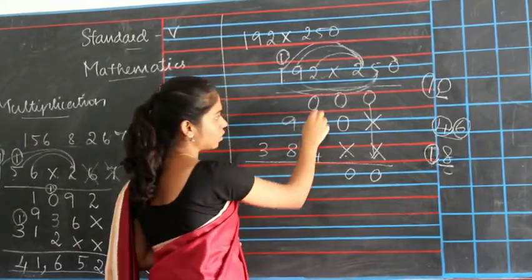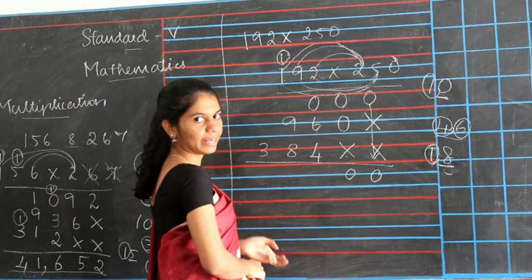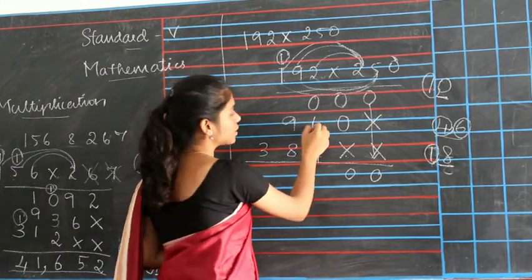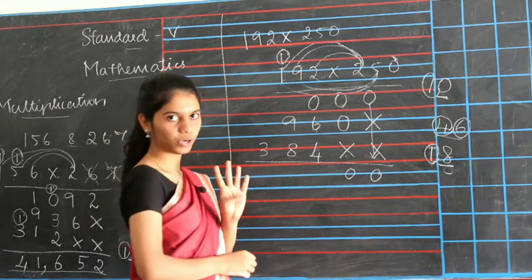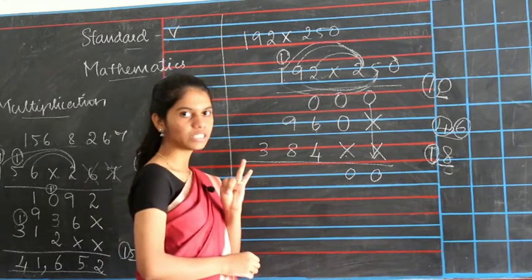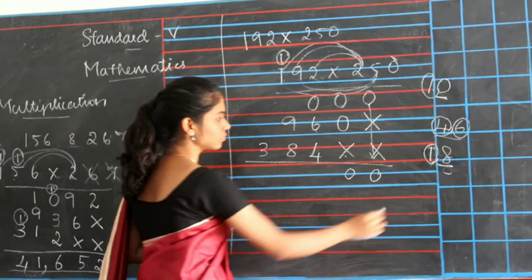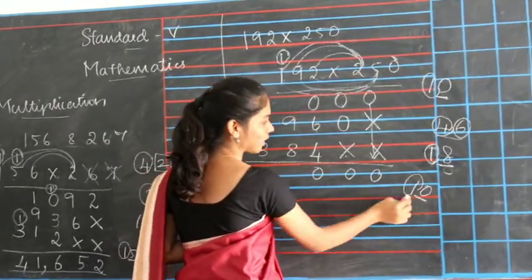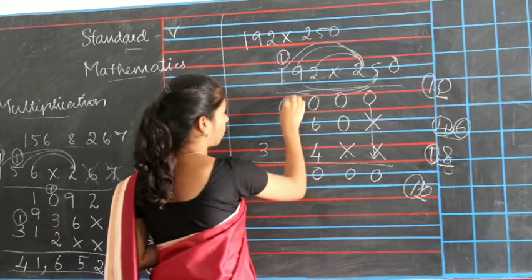Now here you have 0. 0 plus 6 is 6. Anything added with 0 is the same number, right? So 6. 6 plus 4. 6 in your mind, 4 in your finger. 6 after 7, 8, 9, 10. So 0 is the unit that you will write here. 1 is the carry that you will write on the top.